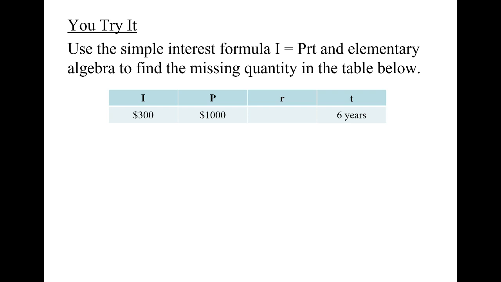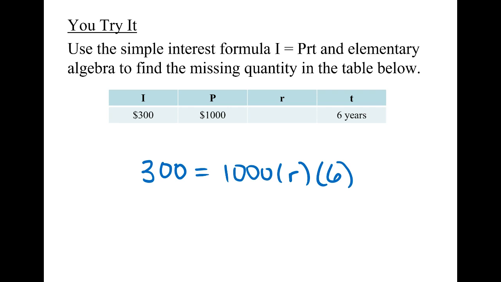Here's a problem for you to try. One of the things we're going to be doing throughout this section is solving our formulas for different parts of the formula. So let's use the simple interest formula I equals P times R times T and just some simple elementary algebra to solve for R using the values given below. So pause the video, work this on your own, and then you can unpause and check your solution.